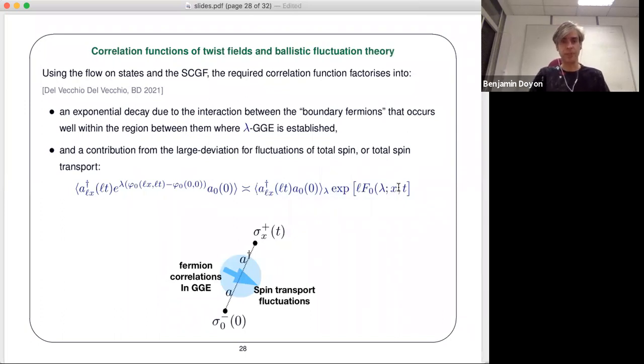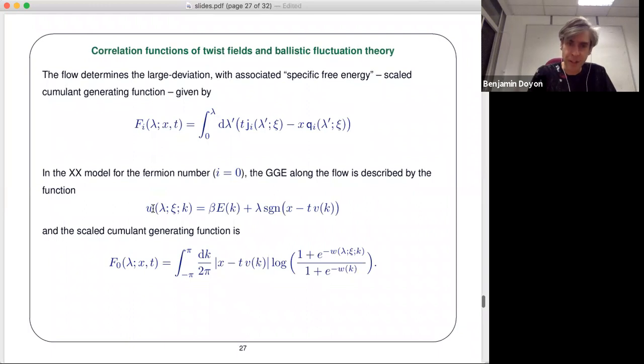It's factorization. So okay, once you have that, then it's a matter of evaluating a two-point function of fermions in the GGE, which we can do. So the GGE is a free fermion state and all that. We know the exact GGE is represented by this modified energy. It's just a modified energy. Okay.